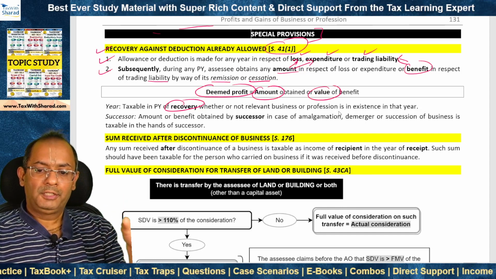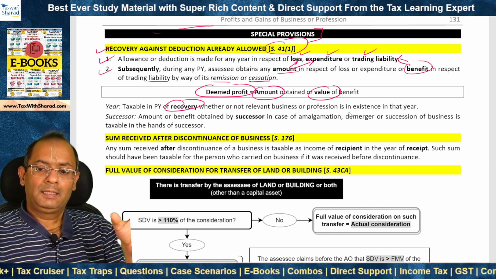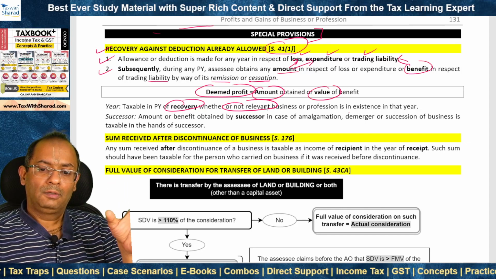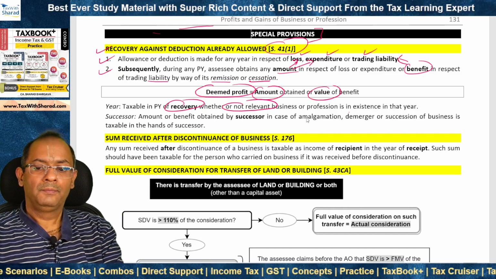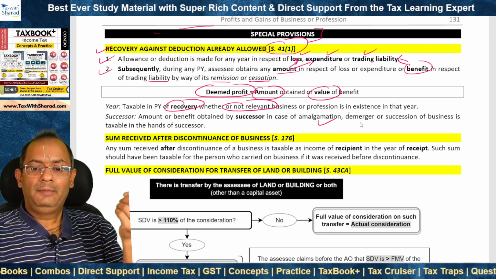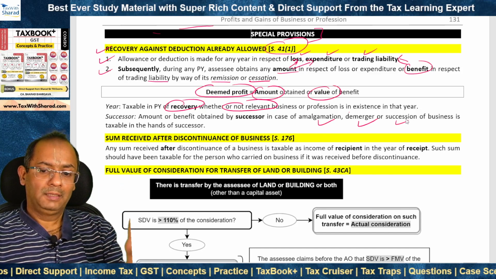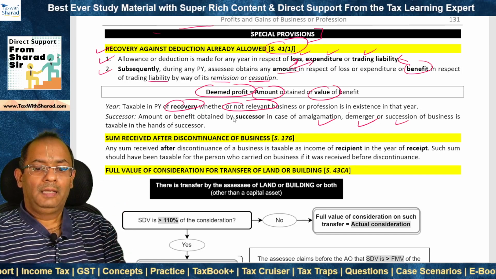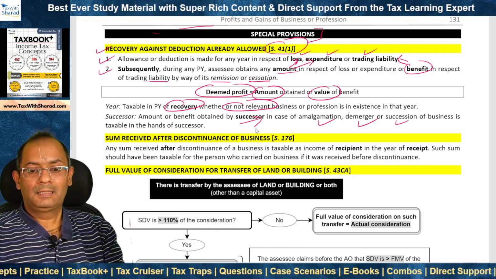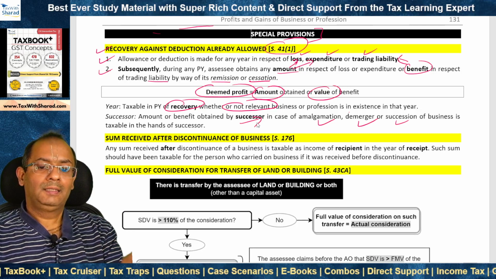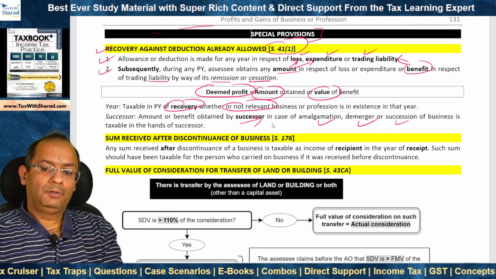Even if the business or profession is not in existence in that year, it does not matter, it is not relevant. Deemed profits are taxable in the year of recovery. What if it is a case of amalgamation, demerger or succession of the business where the amount of benefit has not been obtained by the original SSE but maybe by the successor? In that case, the successor is taxable under section 41(1).